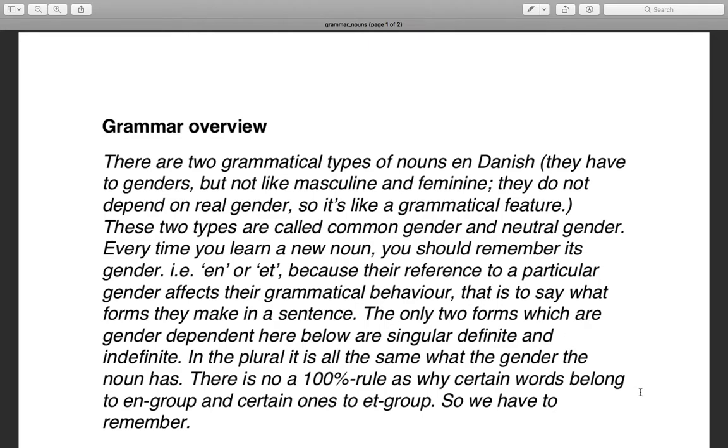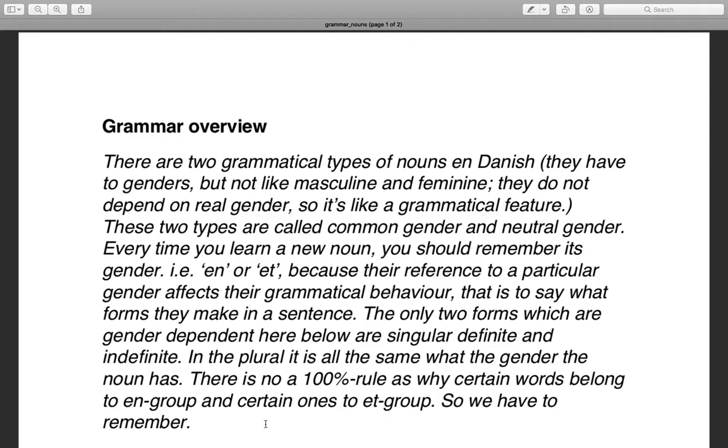The only two forms which are gender dependent are singular definite and singular indefinite, like an apple or the apple. The plural is not dependent on whether a noun belongs to the en or et group. You just add a plural ending if it's necessary and a plural definite article.